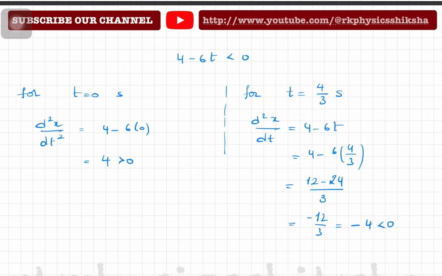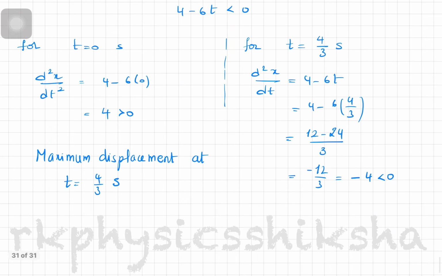Therefore the particle will have the maximum displacement at t equals 4 by 3 seconds. This is the instant at which we'll have the maximum displacement. And how much will that maximum displacement be equal to?